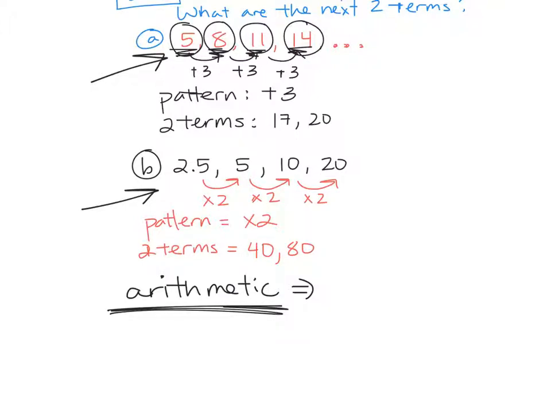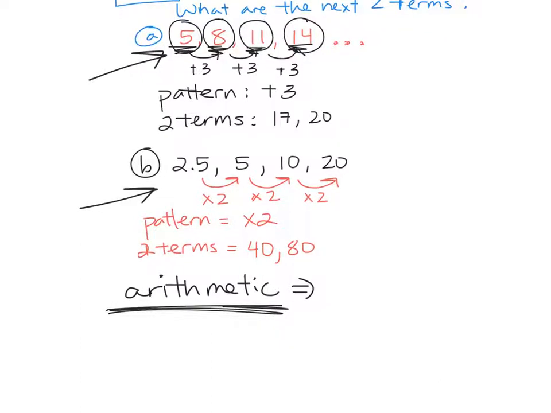So if you can add to get to your next thing, and technically adding a negative, which is going to look like subtraction, is still adding, right? You could add a negative and it's going to go down. So adding or subtracting, you could look at it as being arithmetic.